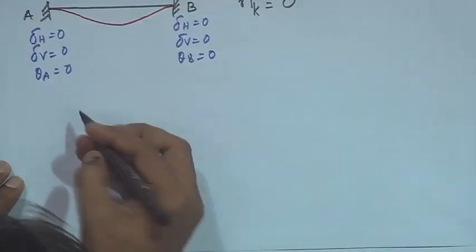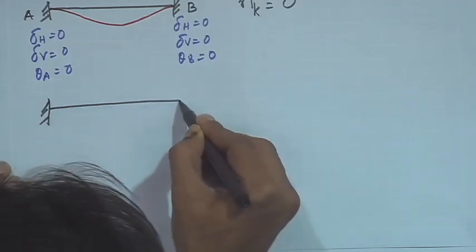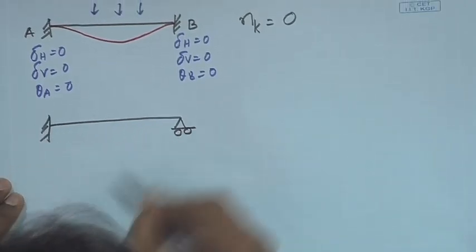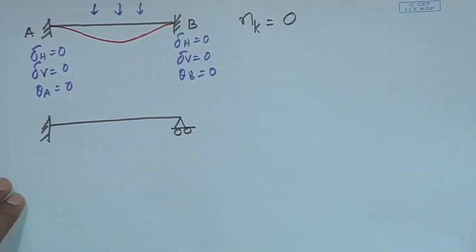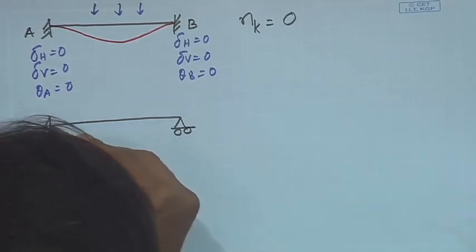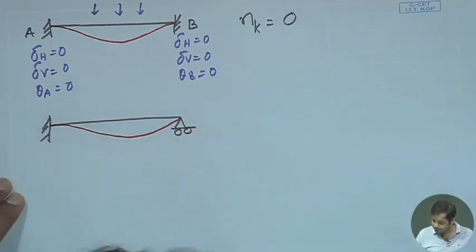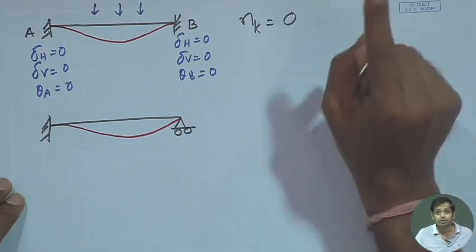Now take one more example. Same, one end is fixed, and suppose the other end is a roller. It is a propped cantilever beam, and if it deflects, then it may deflect like this under a similar kind of loading. As I said, it is good to sense the deflection of a structure by looking at the boundary conditions and the applied load.